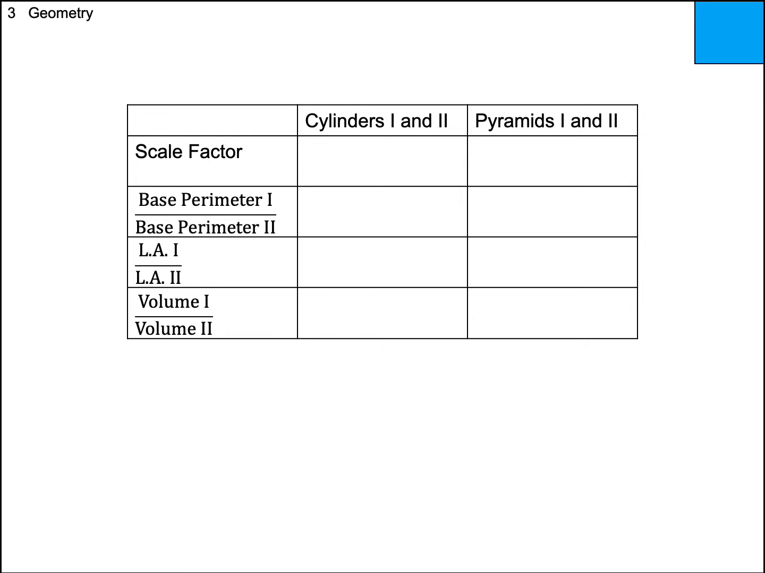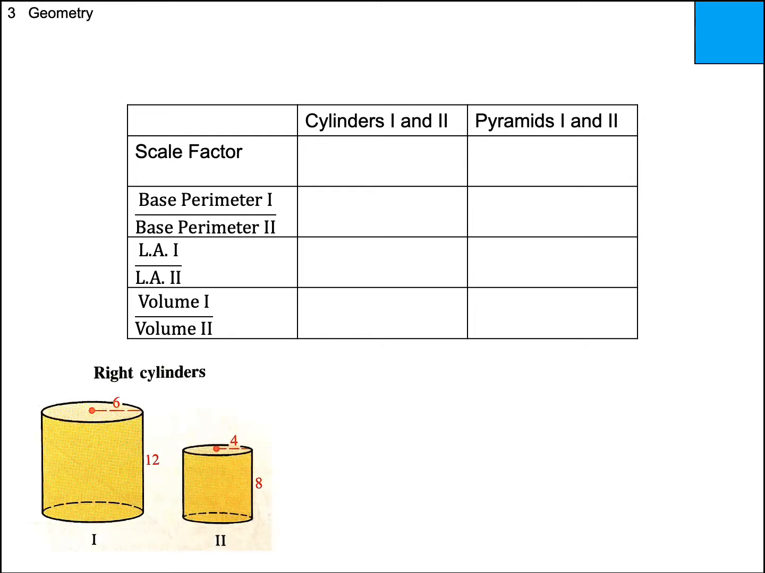Notice the first column there says scale factor. Then it's got a ratio of the base. And then the next one is the ratio of the lateral area, in other words, the sides. And lastly, we got volume. And then the middle column is for the cylinders, and the last column is for pyramids. So we'll do the cylinders first.